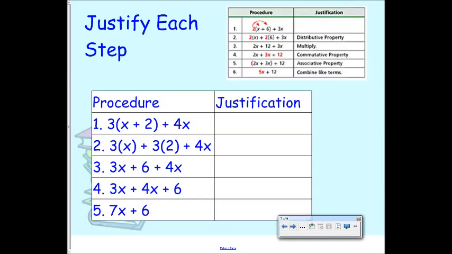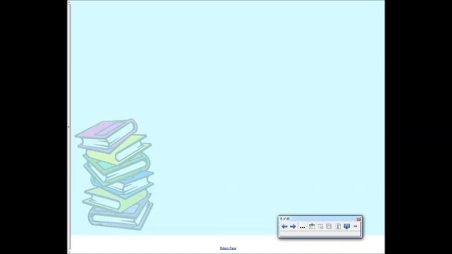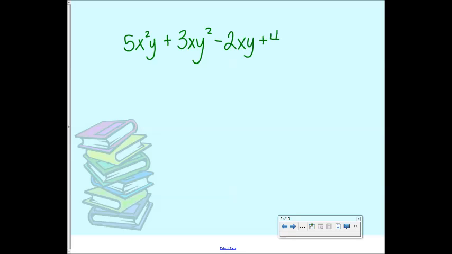I'm going to skip this, but I want to do one more example together. So find somewhere that you can write this down. Okay. If I give you this, first of all, how many terms are there? 2. Alfonso? Why?